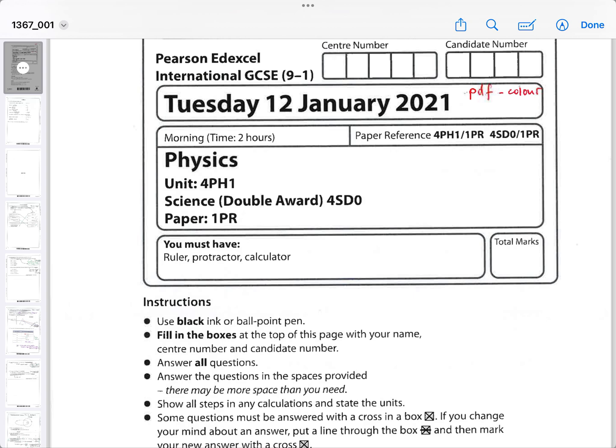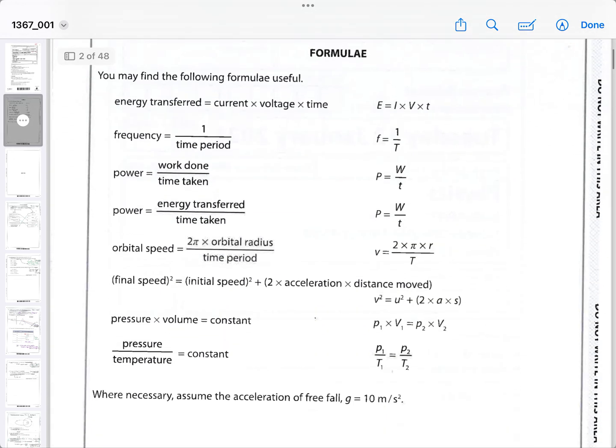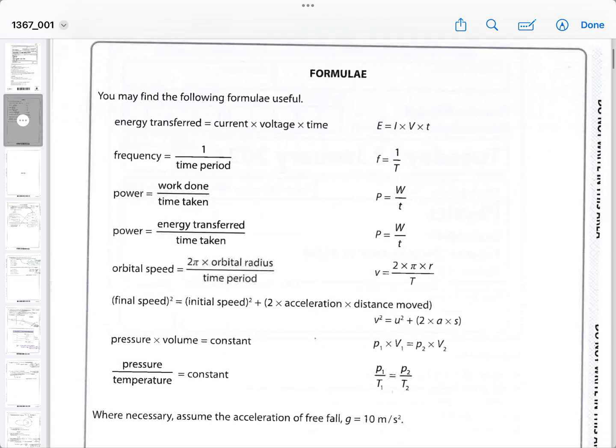It's the regional paper, the double award science paper, which is also the first physics paper for those doing separate science GCSE, IGCSE. So it's Edexcel. Okay, this is the formula sheet that you're given with paper 1.